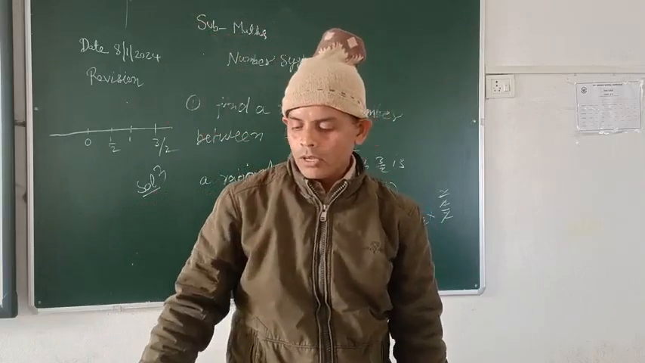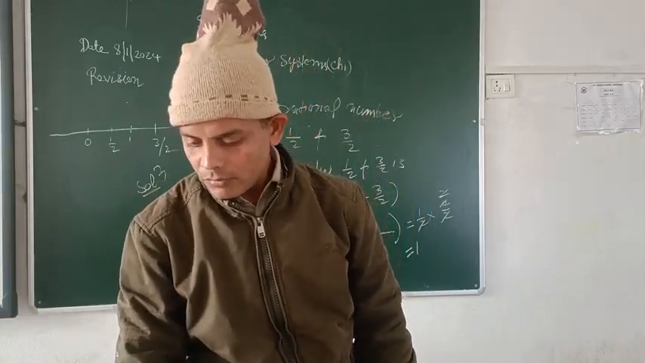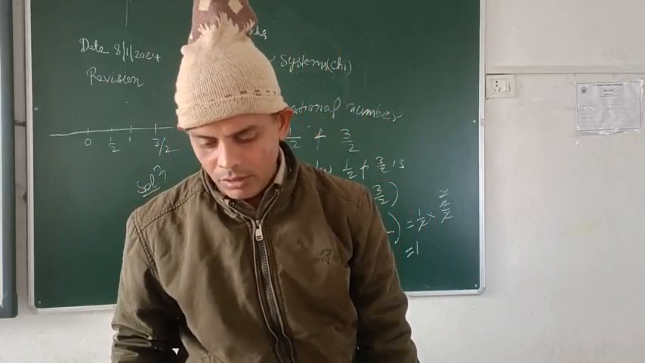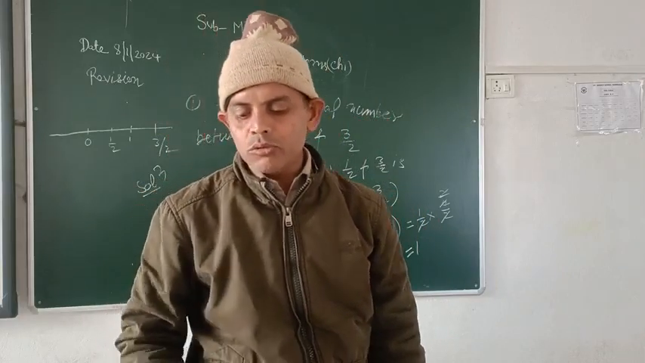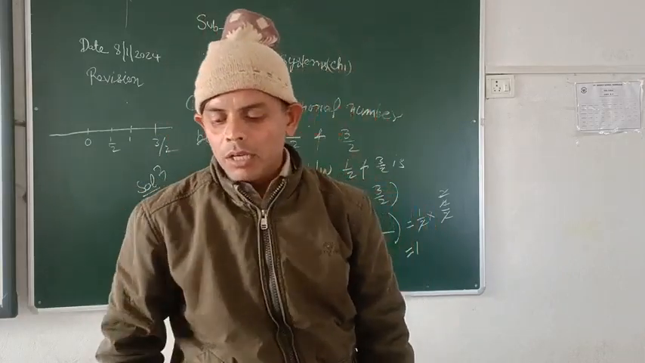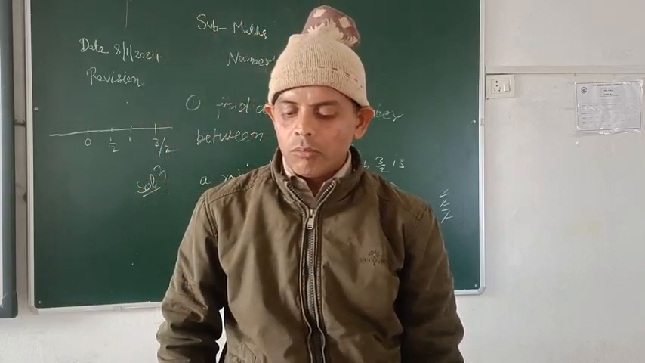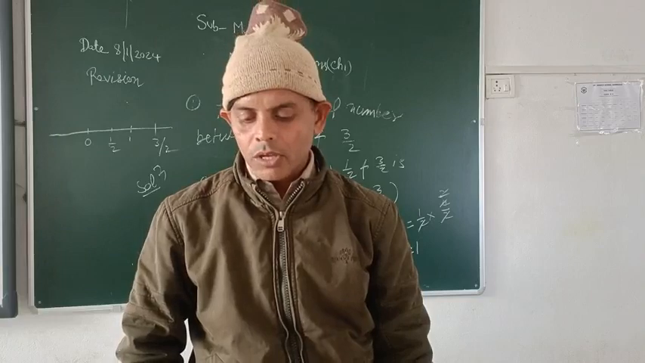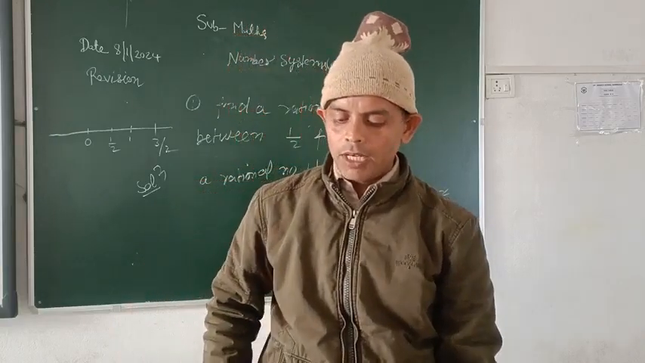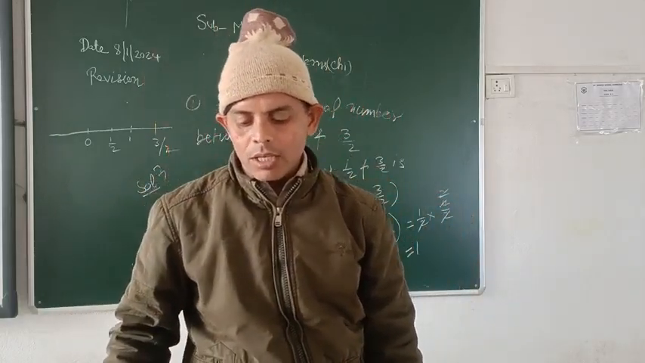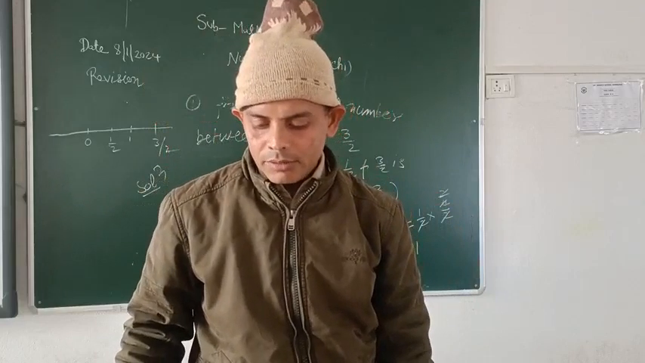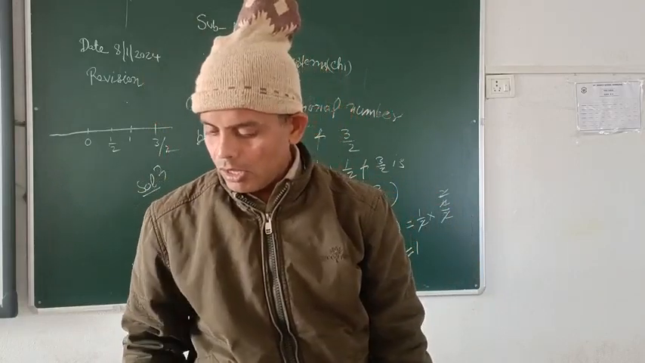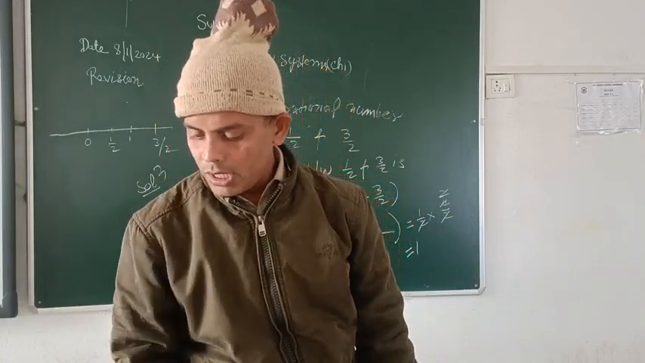Okay. So insert two rational numbers between minus 1 by 5 and 1 by 2. We can find it. Okay.